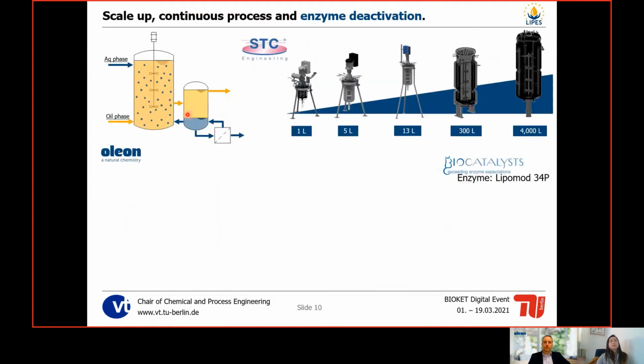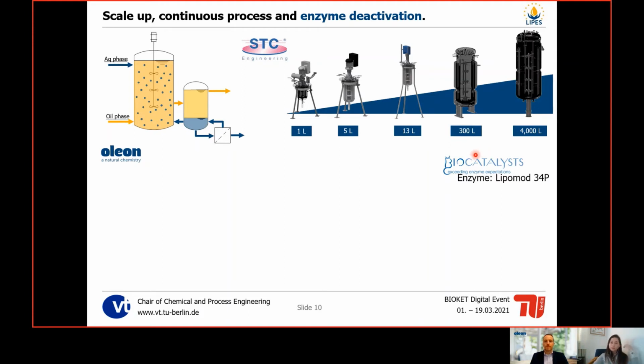Moving on, the reaction condition can only be predicted for a batch condition, but our goal is actually to have a continuous process, which means that we have to take care that the enzyme deactivation in such a process is not too much, so that we can reuse the enzyme for a long time period, especially when we have to scale up from 1 liter to 4 cubic meters of reactor. We are dealing with a lot of shearing in a larger order of magnitude.